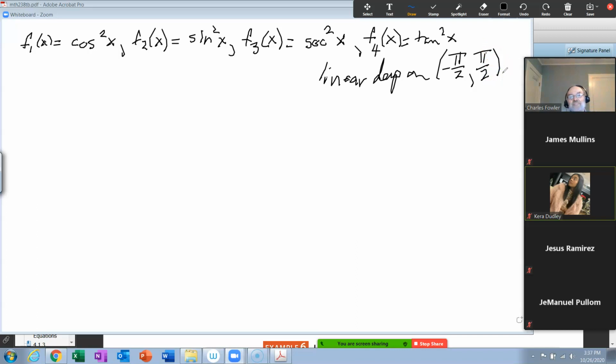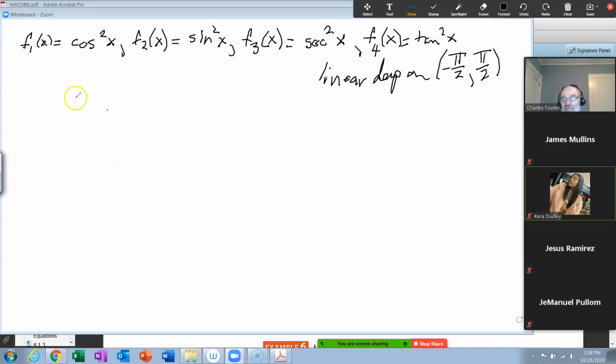Now first let's look at our interval there. It's got to be that way because secant squared and tangent squared, but secant and tangent are not defined at x equal negative pi halves or pi halves. So you have to have some interval where they're defined, and this certainly is. Sine and cosine are defined everywhere, so their squares are defined everywhere. No problem there. Now how do we know these are linearly dependent?